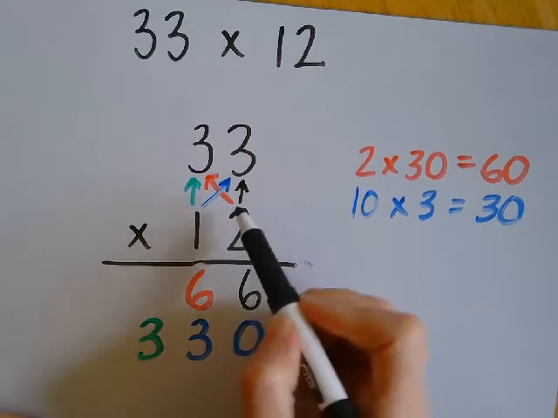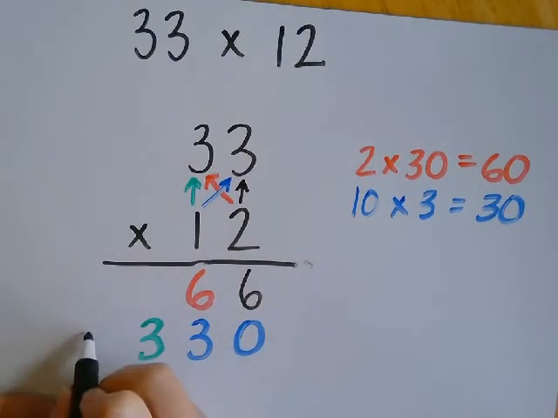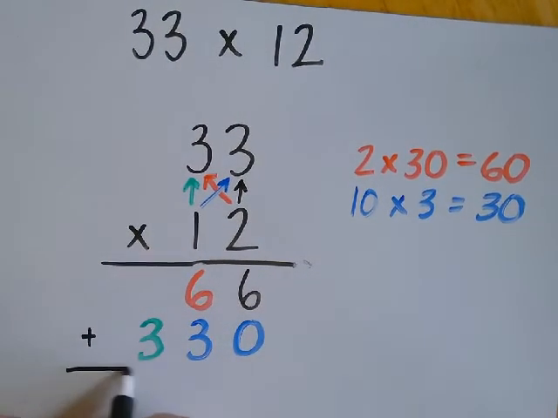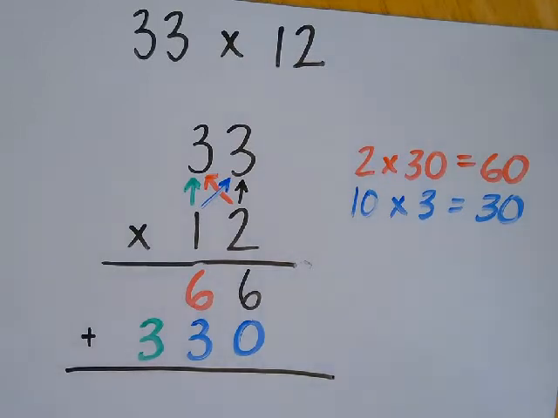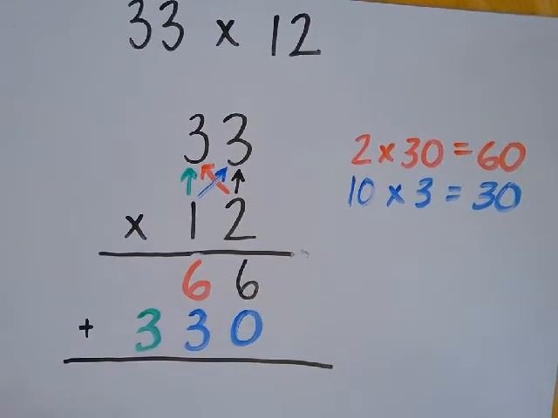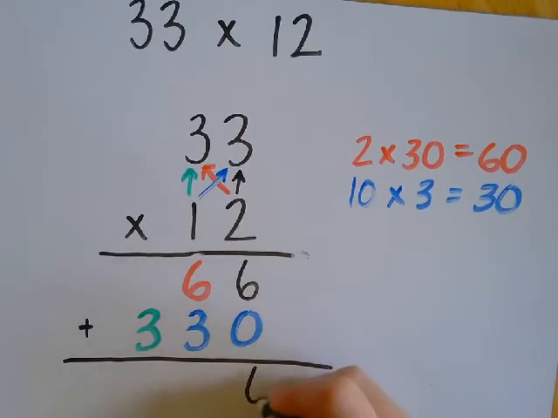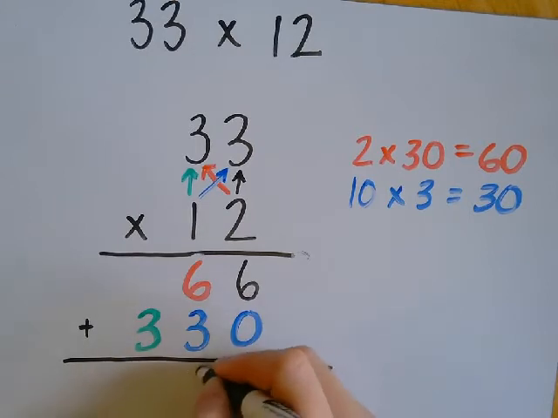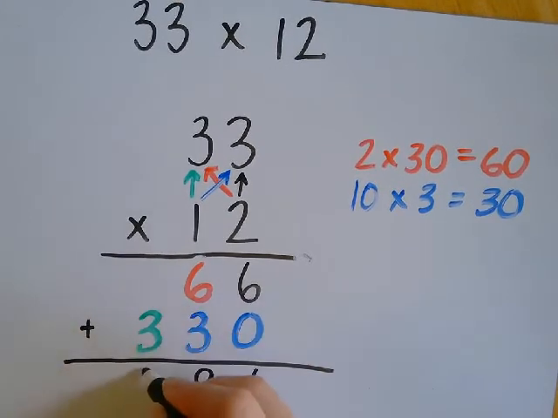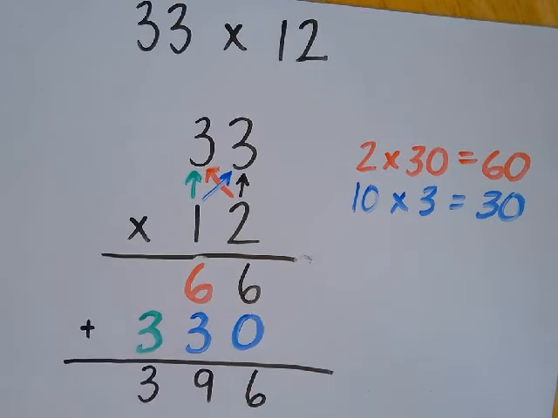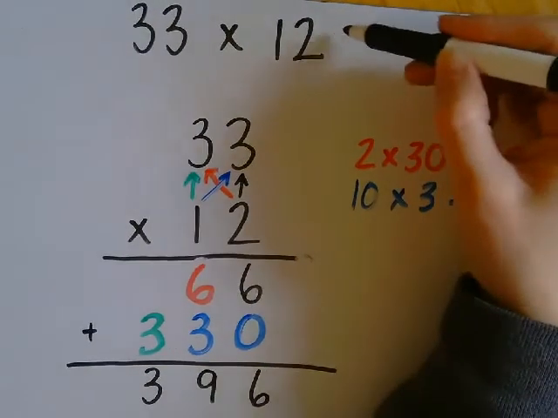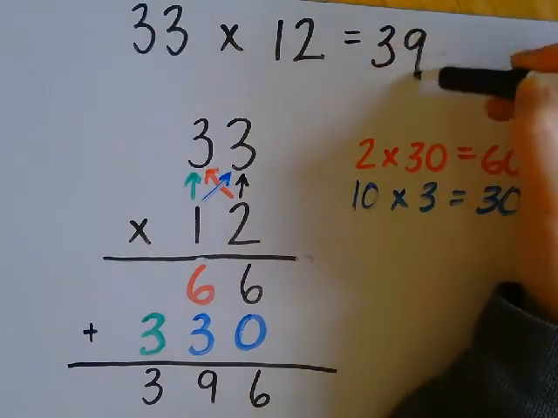All right, now that we've done all of our multiplication, we can add these up. 6 plus 0 is 6. 6 plus 3 is 9. Nothing plus 3 is still 3. So 33 times 12 equals 396.